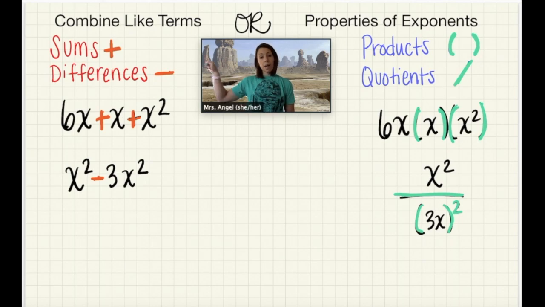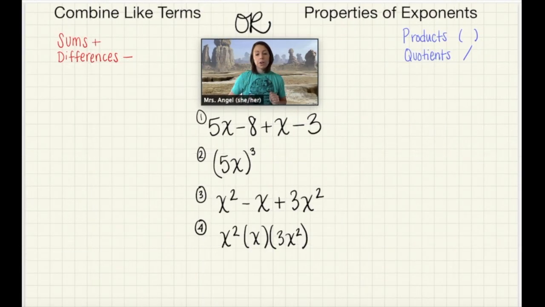So if it has a sum or a difference, you're doing combine like terms. Product or quotient, you're going to apply the properties of exponents. Let's get into today's practice. Your turn. You have 4 expressions below. First, sort them into combine like terms or properties of exponents. Once they are sorted, actually go in and simplify the expression, applying whichever method you chose. Go ahead and do this now.